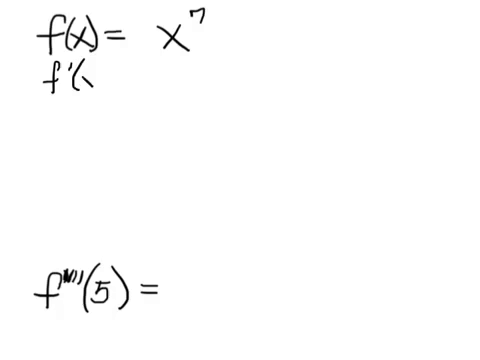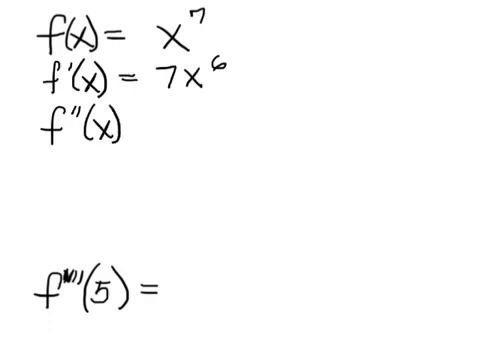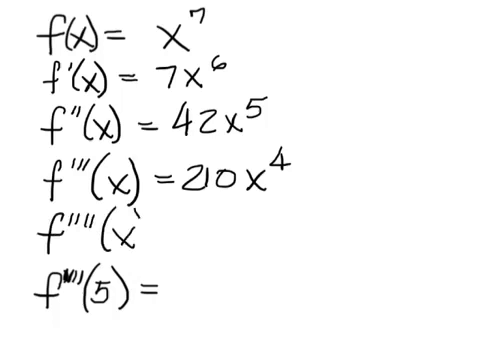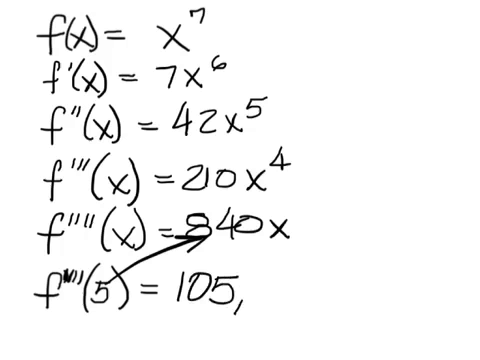Find the first derivative first, and that's going to be 7x to the 6th. The second derivative will be 42x to the 5th, and the third derivative will be 210x to the fourth. The fourth derivative will be 840x. And you're plugging in a 5, which should give you back 105,000 even.